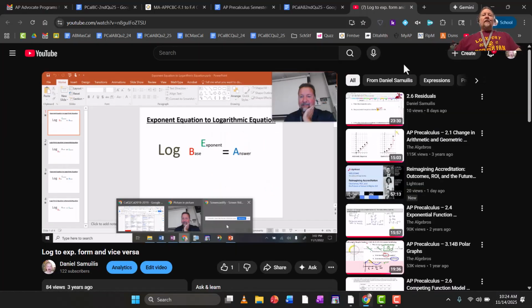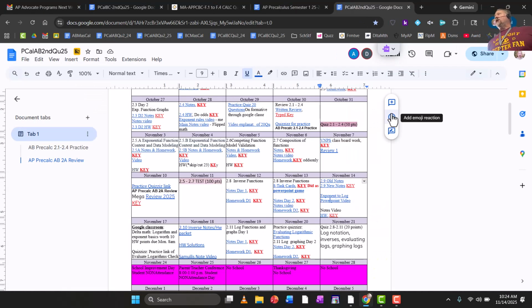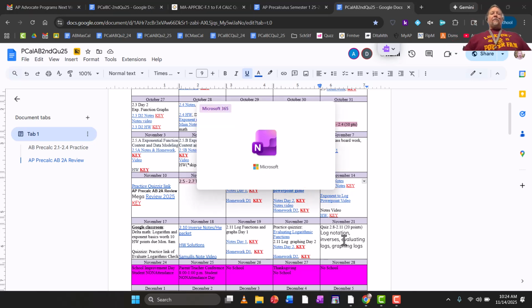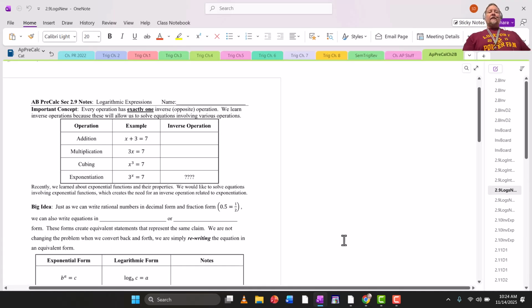Sadly, last year I had students not memorize that and not be able to evaluate a logarithm after a week. I hope that's not you, but if it is you, then you will be doomed on our next quiz. All right, and it really shouldn't be that bad. It really shouldn't, and we're going to work on it today.